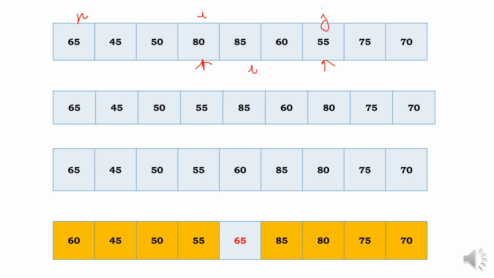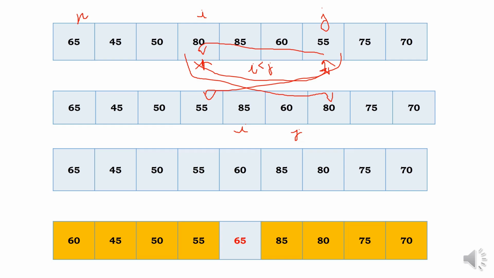Because when the scan stops, we need to check whether I is less than j or I is greater than j. So I is still less than j. So we need to swap the ith element with the jth element. So after doing the swap, 55 has come to the place of 80 and 80 has come to the place of 55. Now the scan will continue. So I is incremented and j is decremented. The pivot is still pointing to the element 65. Now the scan will continue.